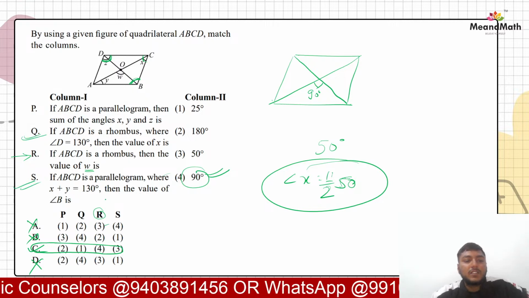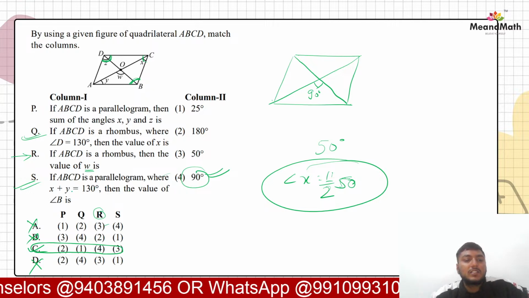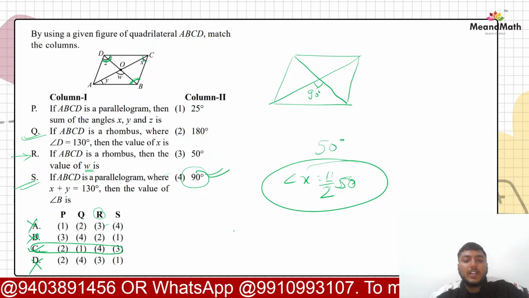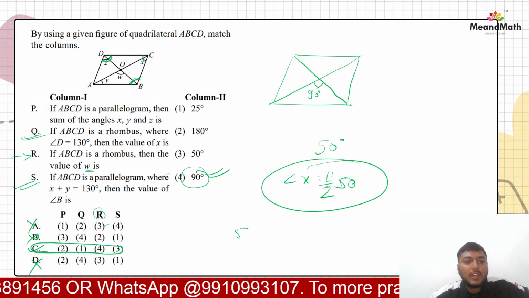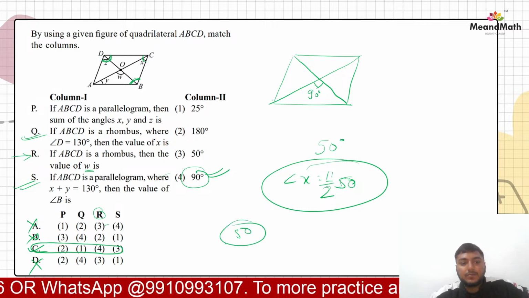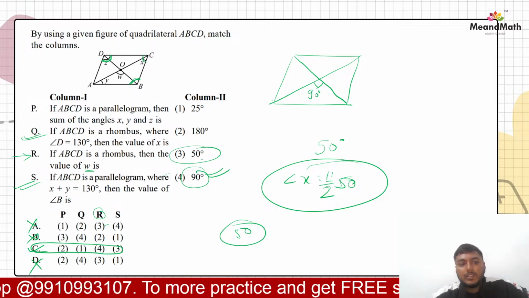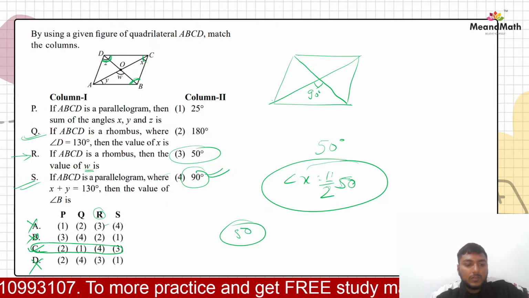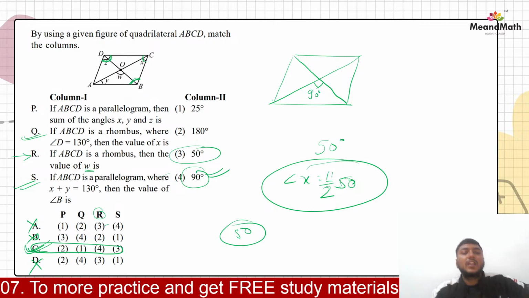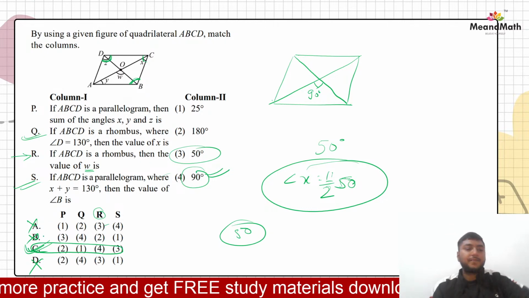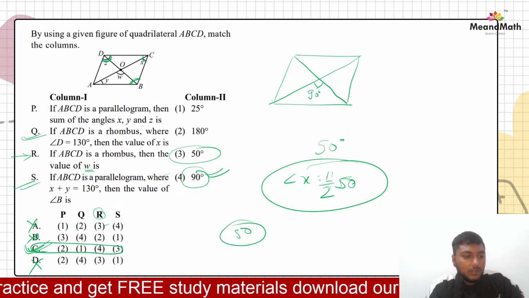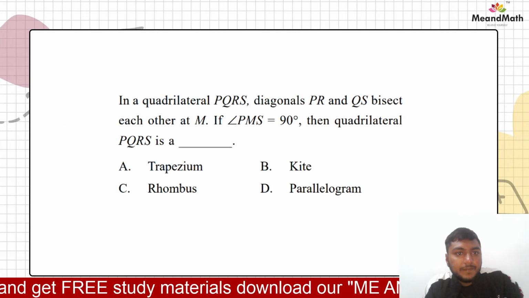X plus y is 130, if you have calculated this. So 180 minus 130 is again 50, right? So angle B is 50. That is why it should be option 3 for S. So we see that obviously option C is correct. Yes or no? So now let us move on to the next question.